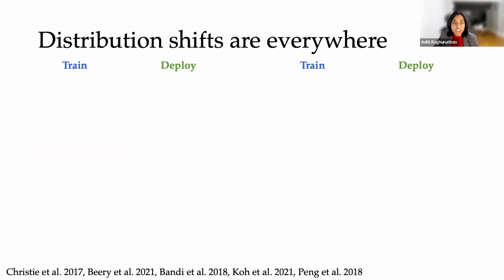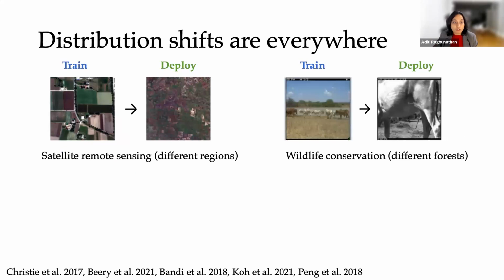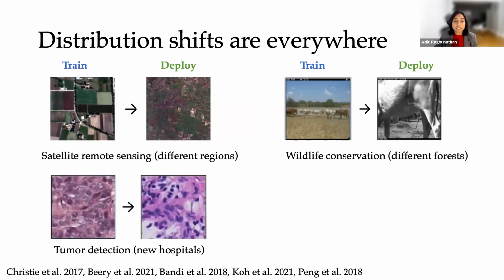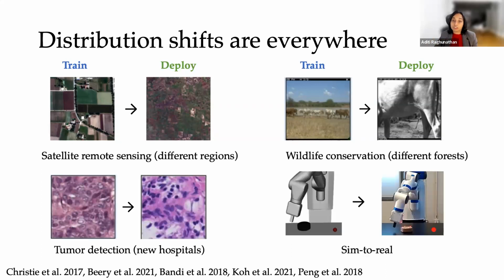Not just self-driving cars, but really distribution shifts are everywhere. In many applications, for example in satellite remote sensing or wildlife conservation, we want to deploy these models in different regions or forests than what they were trained on, and this can lead to a distribution shift. Similarly, in healthcare, we want models to work with new hospitals, new demographics, new medical equipment and so on, and of course, robotics. So we want to make models more robust to these distribution shifts so that we can reliably deploy them in the real world.